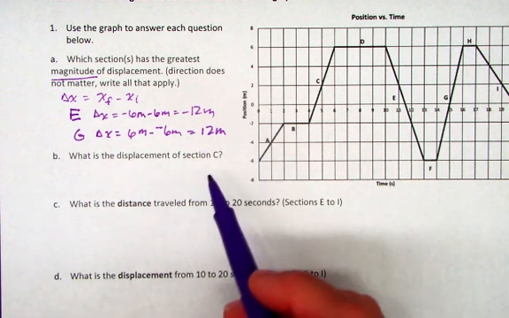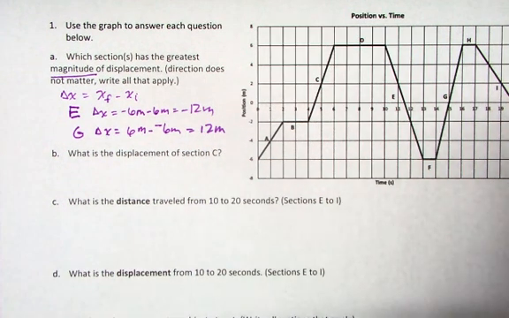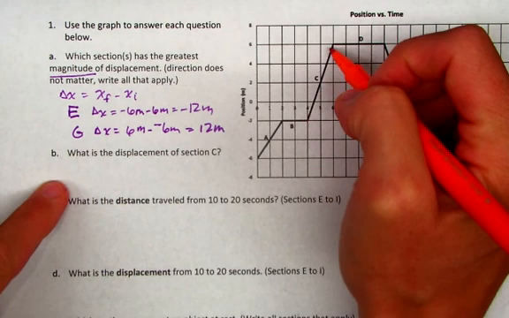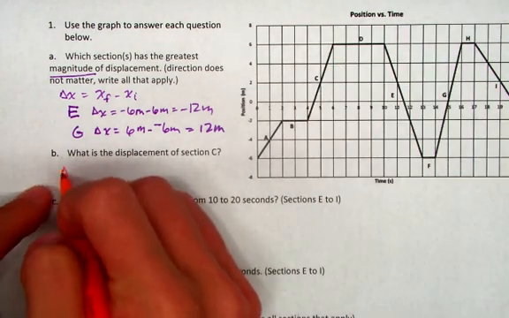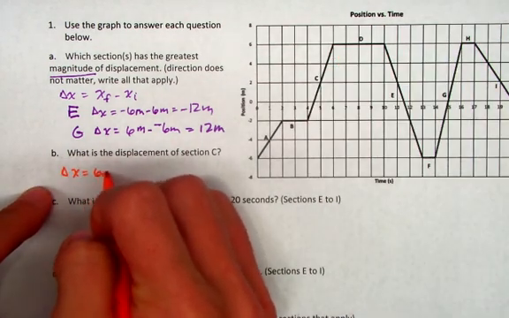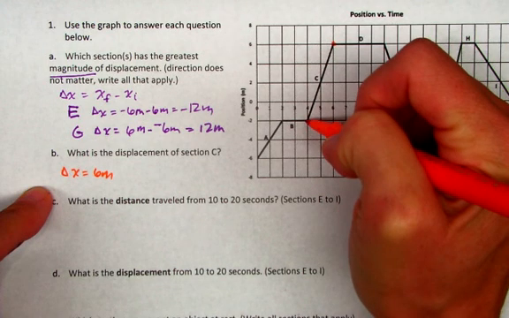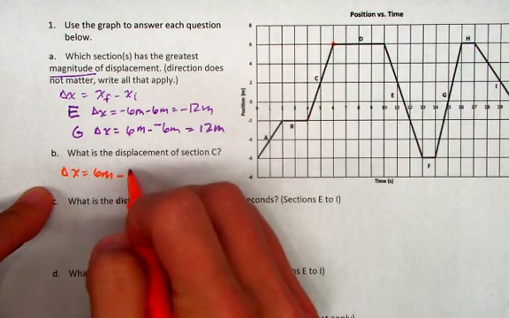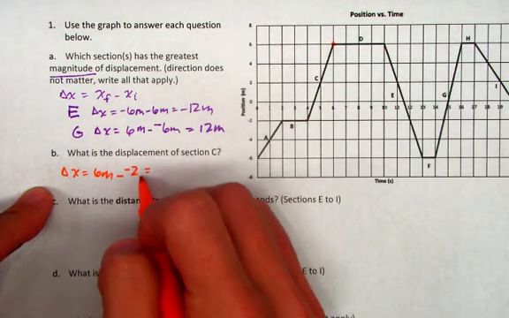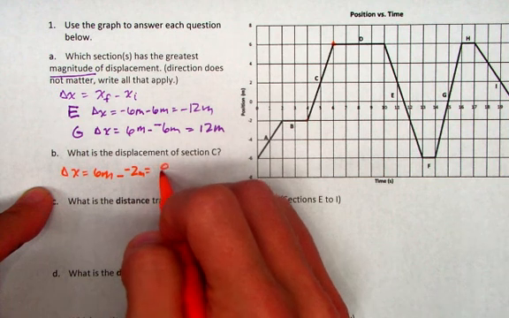Now for section C, the displacement: if I'm looking at the final position, I'm at positive 6, and then the initial position is -2, so minus -2. That'll be 8 meters.